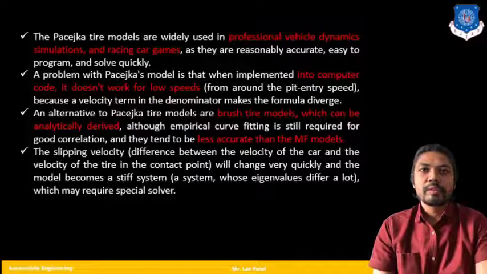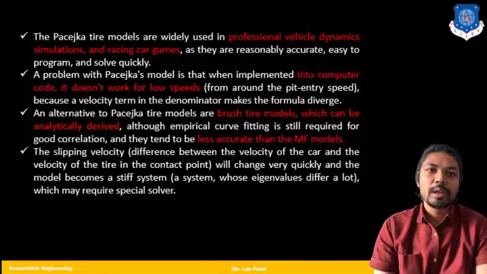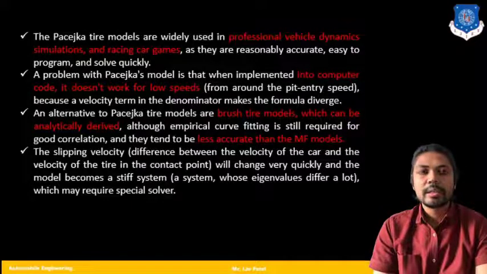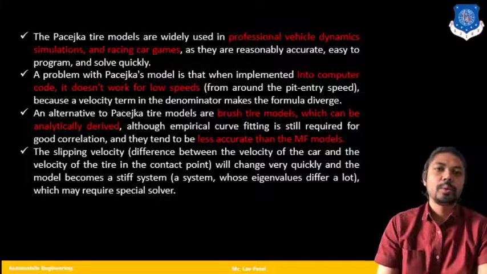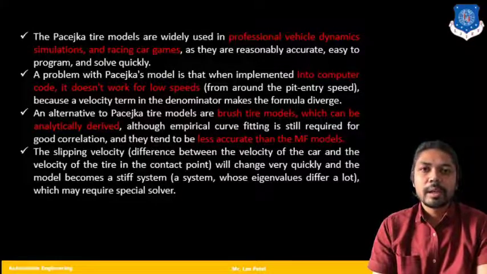Also the slipping velocity. Now what is slipping velocity? That is the difference between the velocity of the car and the velocity of the tire with respect to the contact point. And that changes very quickly and the model becomes stiff. So that is the main difficulty in brush tire models. So we are talking about Pacejka tire models only.